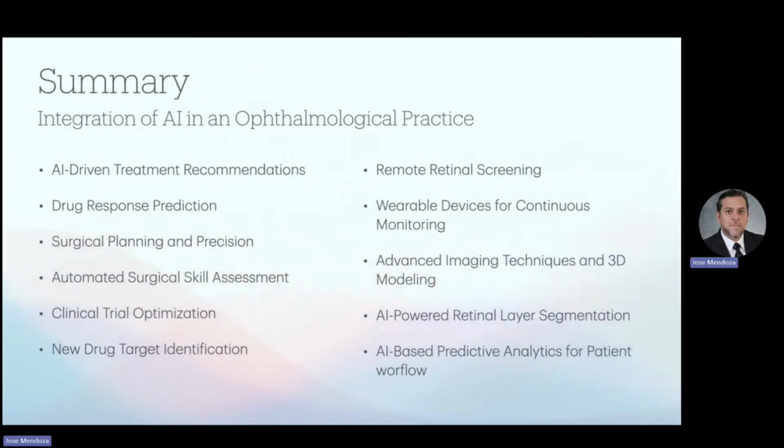So in summary, the integration of AI in an ophthalmological practice could help us with driven treatment recommendations, drug response prediction, surgical planning and precision, automatic surgical skills assessments, clinical trial optimization, new drug target identification, remote retinal screening, wearable devices for continuous monitoring, for example, IOP with contact lenses, advanced imaging techniques and 3D modeling for seeing the whole picture of the eye, AI-powered retinal layer segmentation for better identification of new biomarkers, and AI-based predictive analytics for patient workflow.